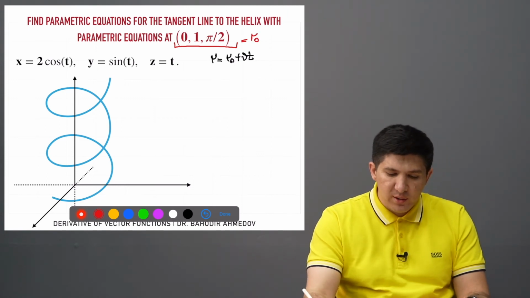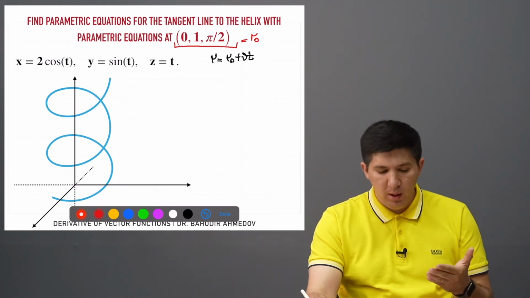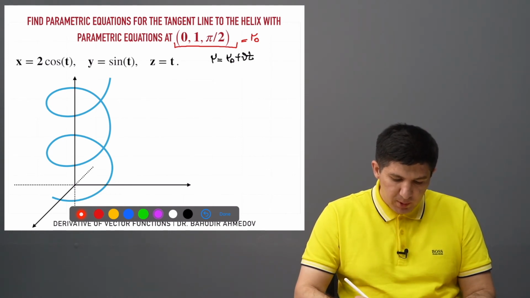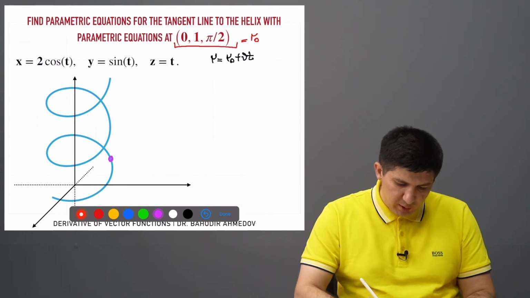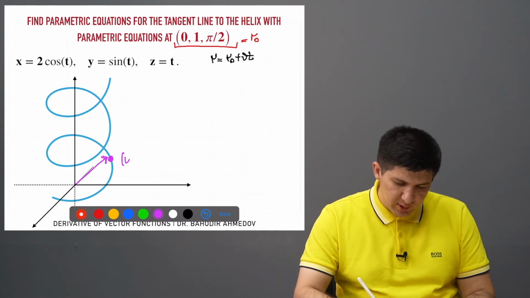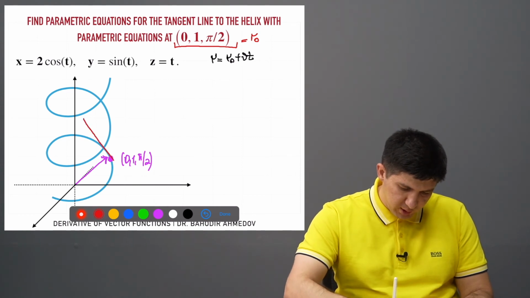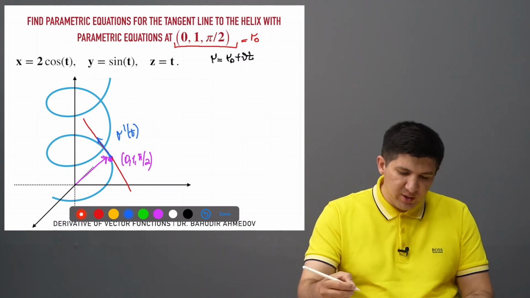And now we have to find the vector which is parallel to the tangent line. So let's assume this point is somewhere, so 0 on the x-axis, and on the y-axis it's 1. So this point is somewhere here, I would say. This is going to be this point, r0, with components 0, 1, and pi over 2. And there is a tangent line to this curve here. Tangent line.